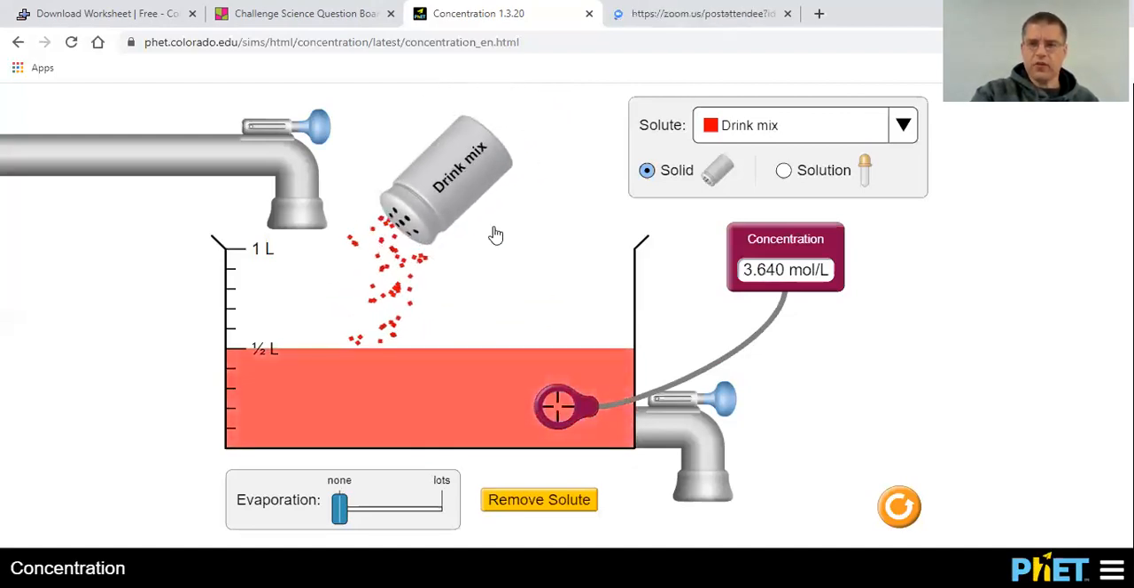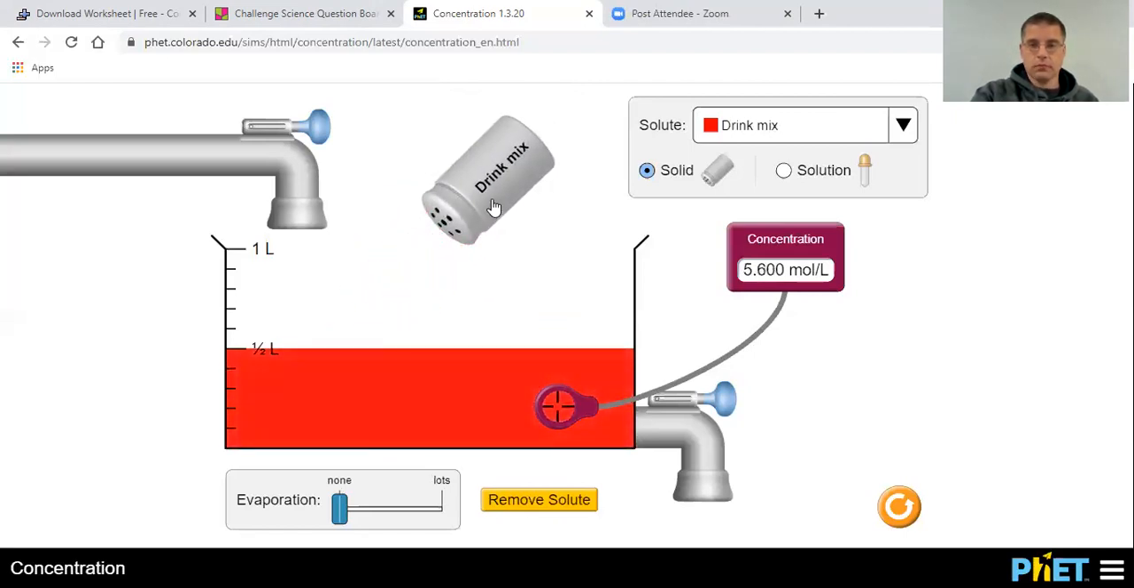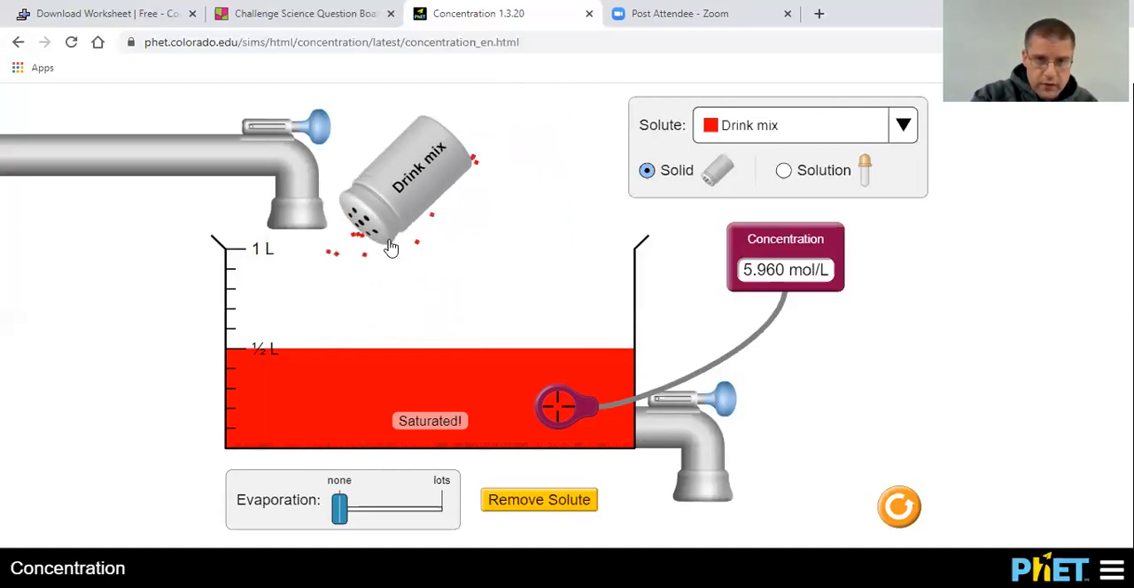Boy, a lot of this can dissolve. This must be very soluble in water. Ooh, there you go. Now it looks better to drink. Uh-oh. What's happening? Oh, saturated. Now, look closely. Put your eyes up near the screen. Do you see these little guys down here where my mouse is? They're the Kool-Aid particles, and they've settled down there. They didn't dissolve. Why? Because it's now saturated.